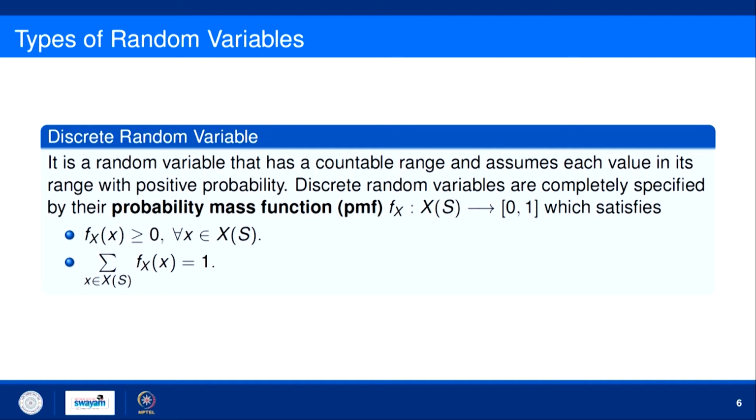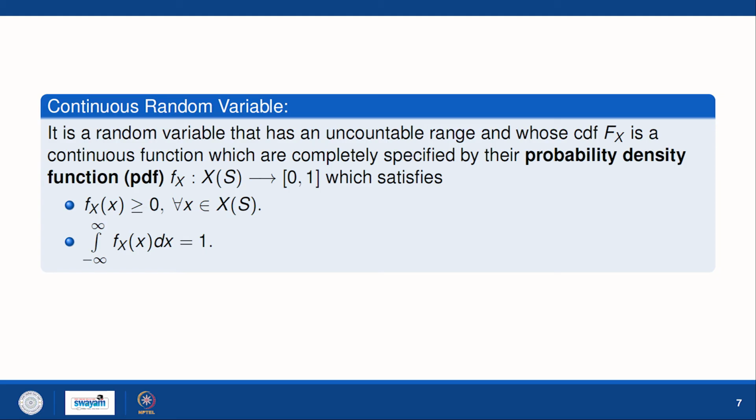Now how can you define it for the continuous case, I mean continuous random variables? So for a continuous random variable we can define it like this. A continuous random variable is a random variable that has an uncountable range and whose CDF, that is capital Fx, is a continuous function, and it is completely specified by its probability density function, PDF. Here we call it PDF.